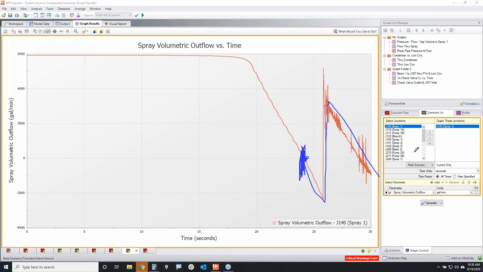And again, this is all part of the art of doing water hammer analysis. With any mathematical tool that you're using, you have to be able to understand the difference between what the mathematical model is telling you and what's going on in reality. To make this a little bit more clear, I'm going to do an animation.